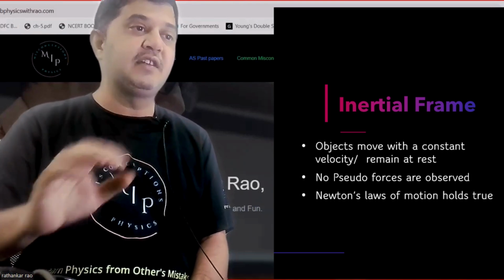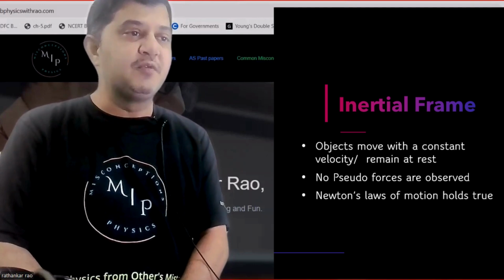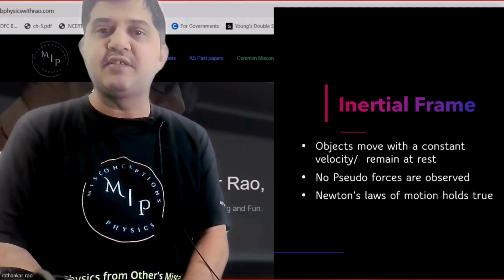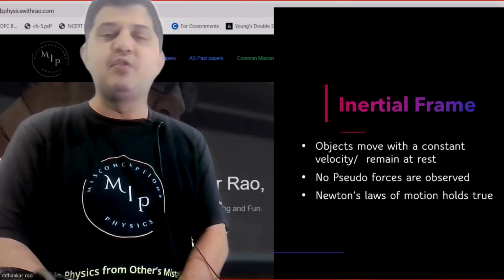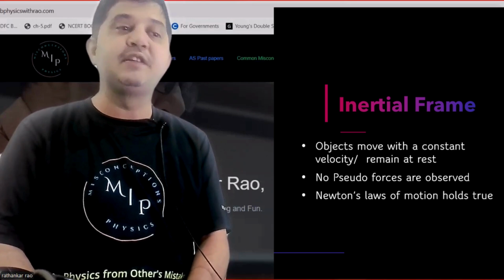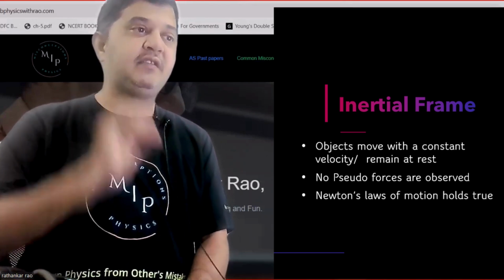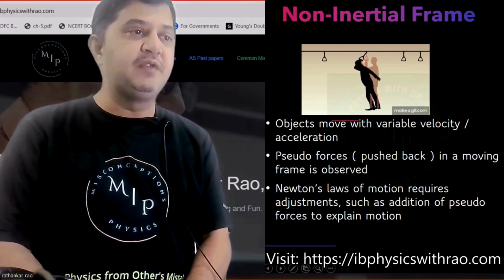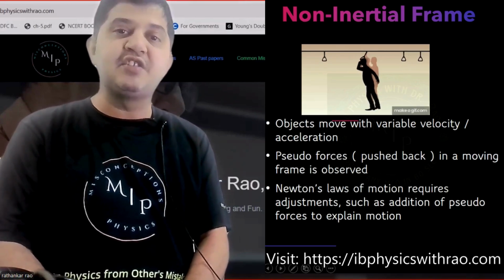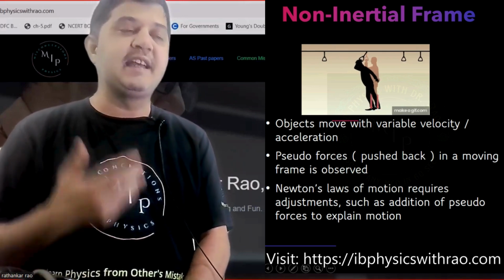Right, now let us look at some of the properties of the inertial frame. Objects which move at a constant velocity or remain at rest form an inertial frame, and no pseudo forces are observed in it, and Newton's laws of motion always hold good. Okay, this is what you got as an inertial frame. Non-inertial frame: objects move with a variable velocity or acceleration. So definitely it moves with a different velocity, and there will always be an acceleration over here.